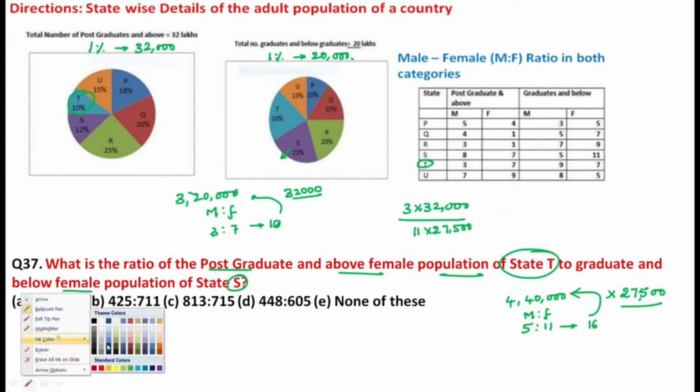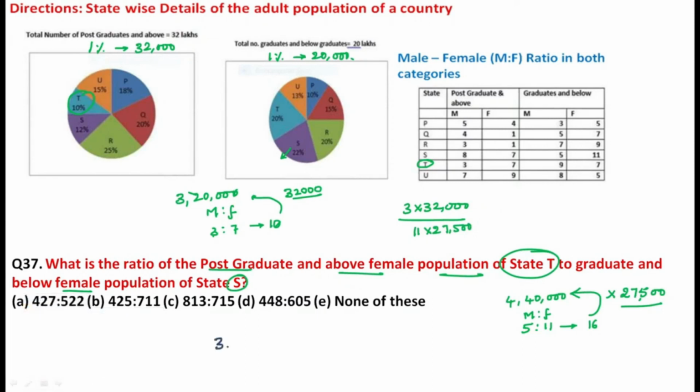But it's not a percentage value. Just find the ratio value. 32,000 into 275,000. You can cancel the zeros.